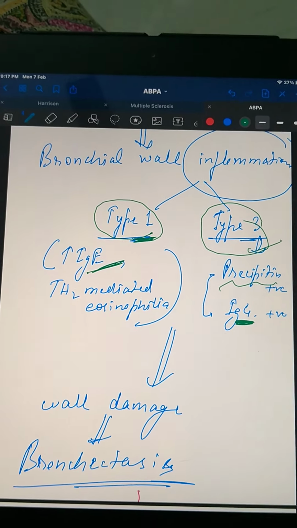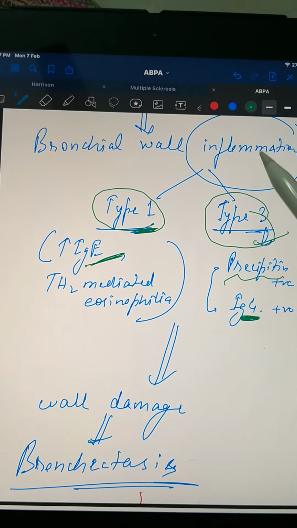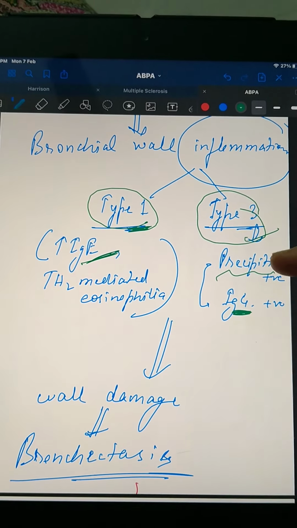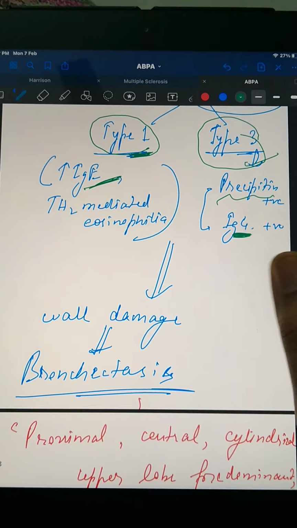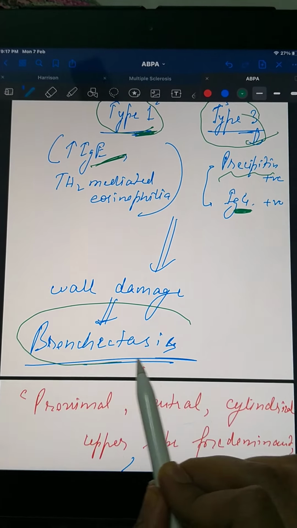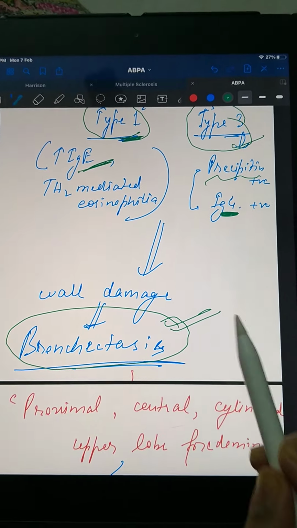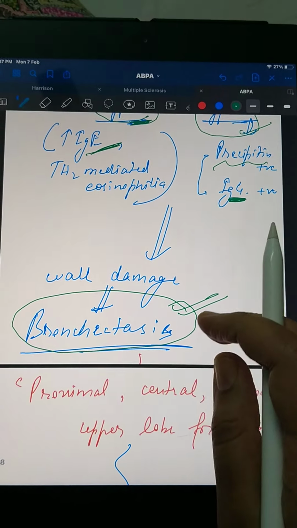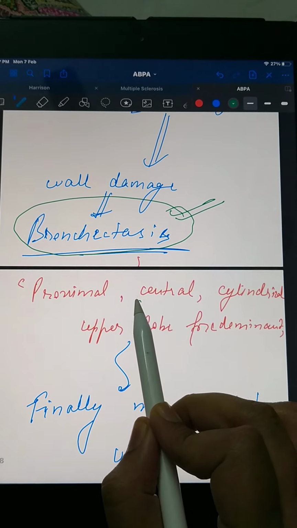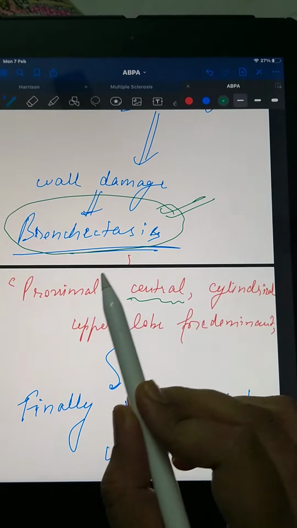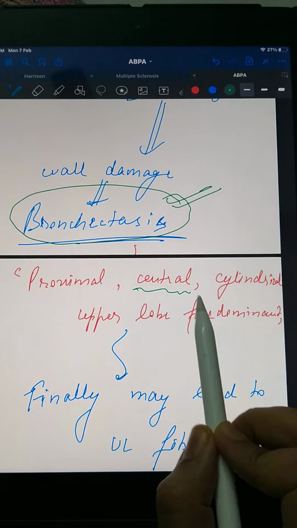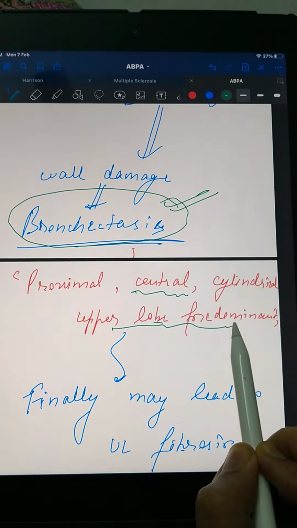Okay, so the patient has a hypersensitivity reaction, and bronchial wall inflammation will occur, with type 1 and type 3 hypersensitivity reactions. Finally this inflammation will lead to wall damage and lead to bronchiectasis. One point we have to keep in mind: the bronchiectasis is mainly central in nature, central in location. It is proximal, central, cylindrical, and mainly the upper lobe is involved here.